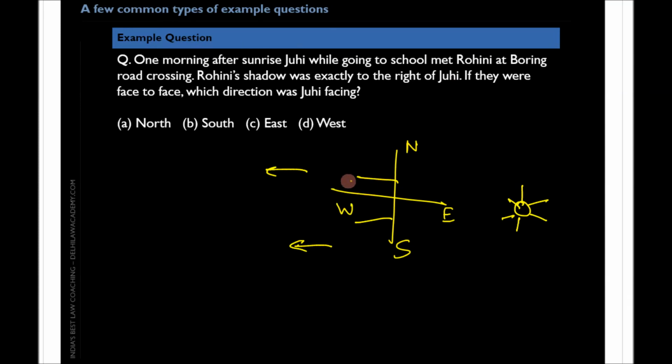So this shadow is exactly to the right of somebody. If somebody is facing in a certain direction and the west is to the right, the question is what direction are they facing? Very simply, the answer is that they are facing south. Why? Because if you're facing south, then this is your left side, this is your right side, and this happens to be west and this happens to be east. So that's the direction Juhi is facing in, because Rohini's shadow is to the right of her, so she's facing south, and the answer is B.